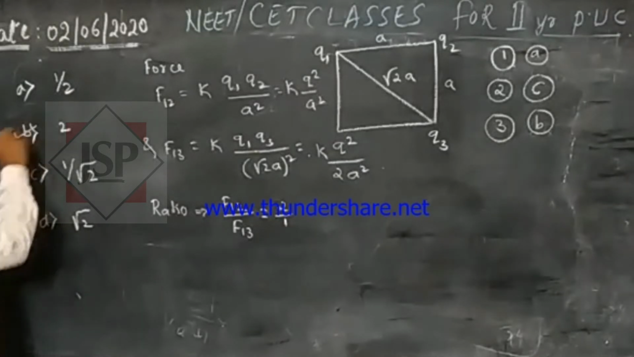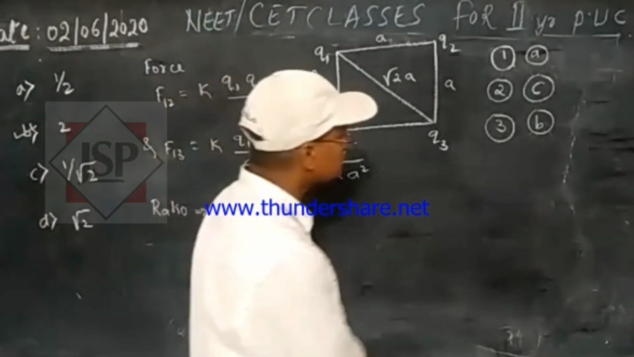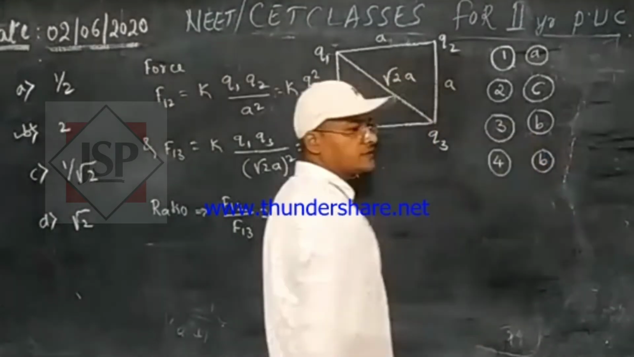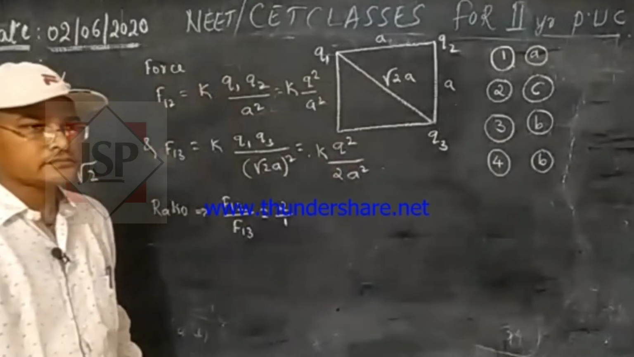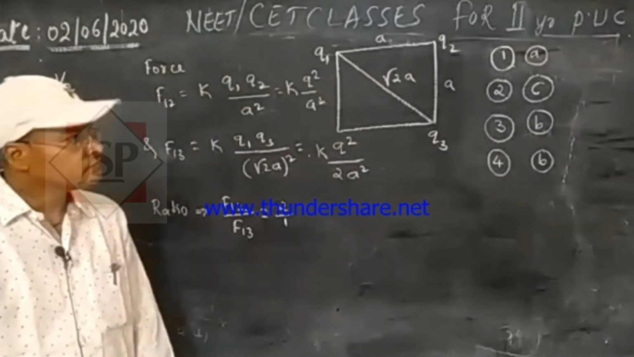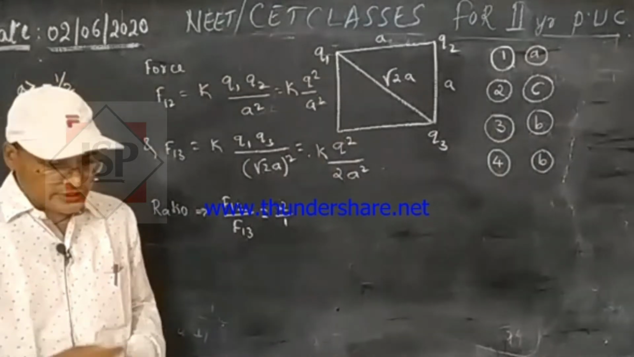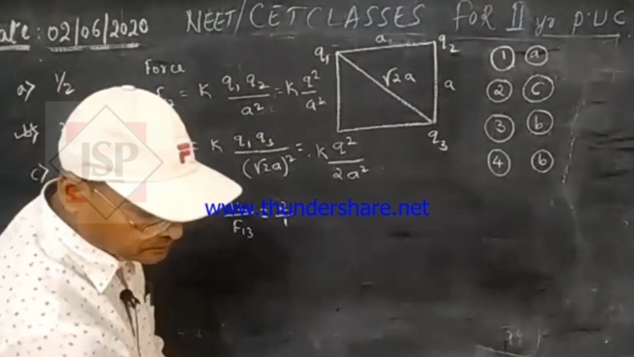It's about the B option. Fourth one, B, is the answer. Okay, got the things, sir? Understanding now? So now the next problem we can see here.